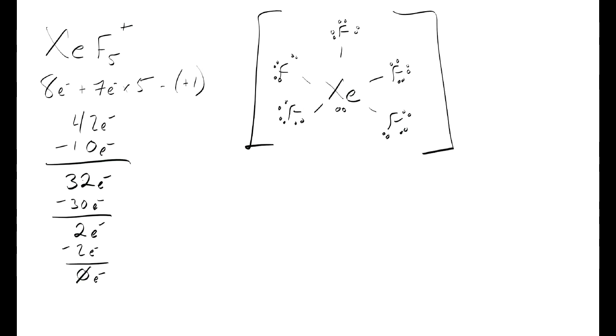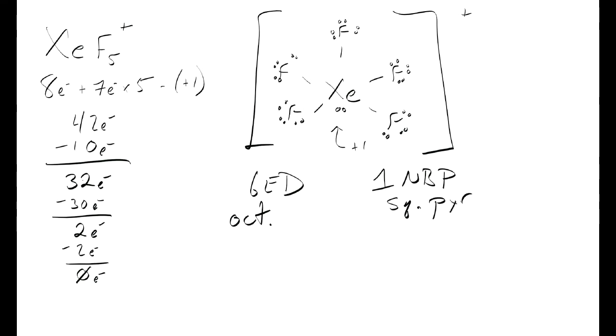Has a positive charge. If you check, you'll find that the formal charge on xenon is positive 1. It's 0 on all of our fluorines. Giving us 6 electron domains, 1 non-bonding pair, an octahedral electron domain geometry, and another square pyramid for molecular geometry. For another broken symmetry and a polar molecule.